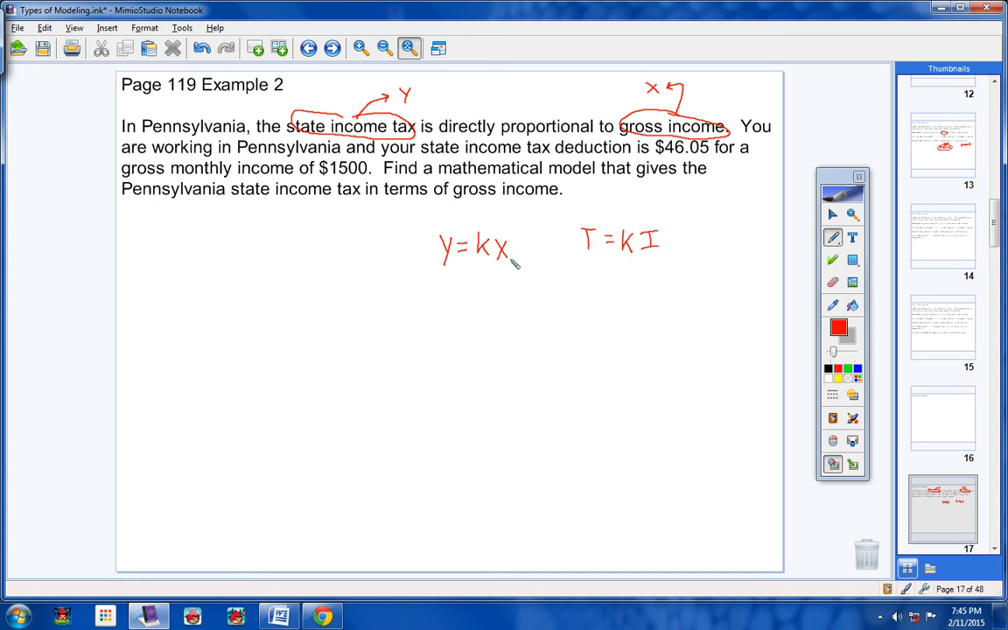If you want to use y and x, you're more than welcome to do that. There's nothing wrong with that. But let's go over this again. Do you see how I knew right away we had direct variation? I saw the phrase state income tax is directly proportional to gross income. So I know this is directly proportional to this. State income tax would be like my y, and gross income would be like my x. So I'm going to use this model right here: T equals kI. Now let's continue on and see what we need to learn here.